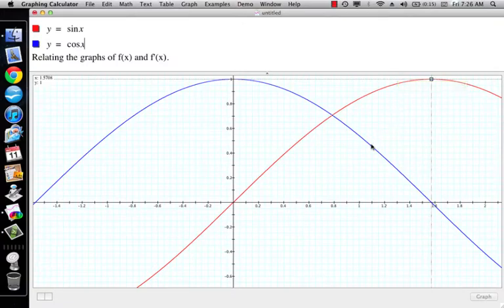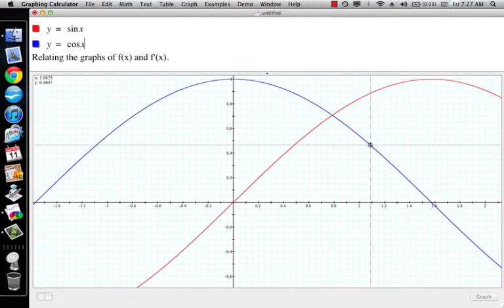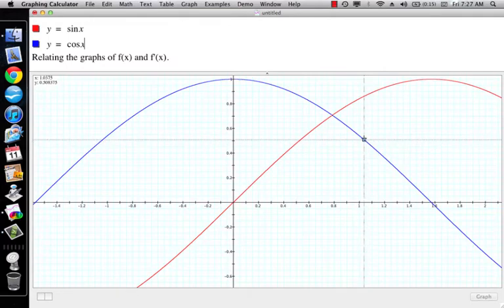So don't look at the slope of the blue line, look at the value of the blue line. So right here, the y value of the blue line is 0.5. And what that means is that right there, the red line is going up with a slope of 0.5. So it's basically over 2 up 1.